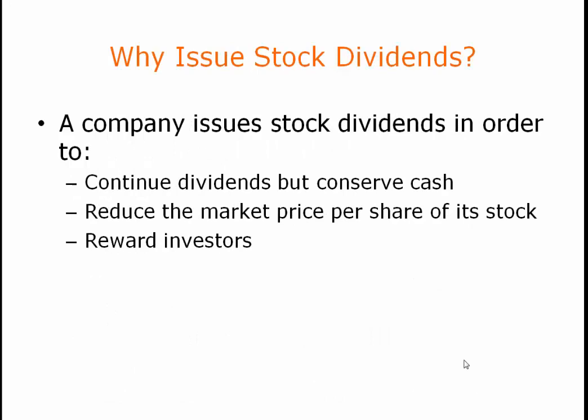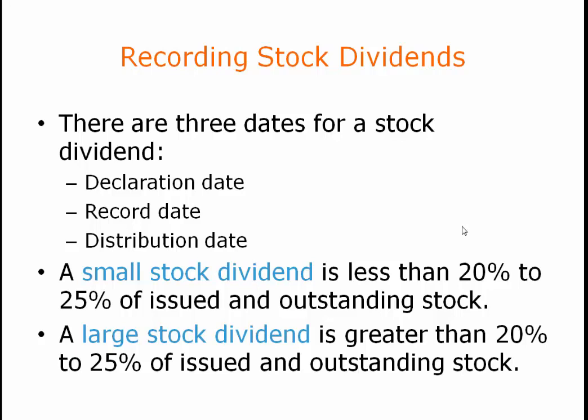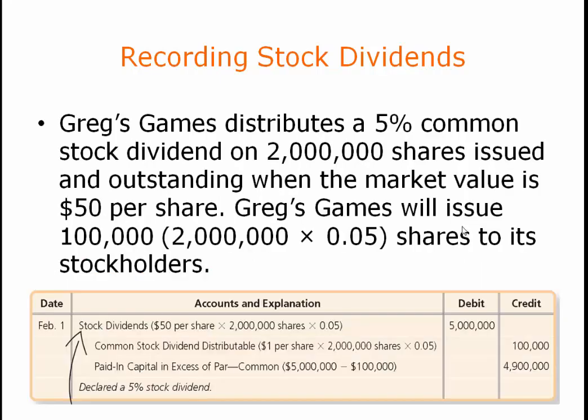So why do they do a stock dividend? They want to conserve cash, like we talked about. They can reduce the market price of the share of their stock because it means there's more shares outstanding, and they can reward investors. Same thing, we have the same dates: the declaration date, the date of record, and the distribution date. And you have a difference here between a small stock dividend and a large stock dividend. You notice a small stock dividend is less than 20% to 25% of shares issued and outstanding, and a large stock dividend is greater than that. The accounting for these is different. We're going to talk specifically about a small stock dividend.